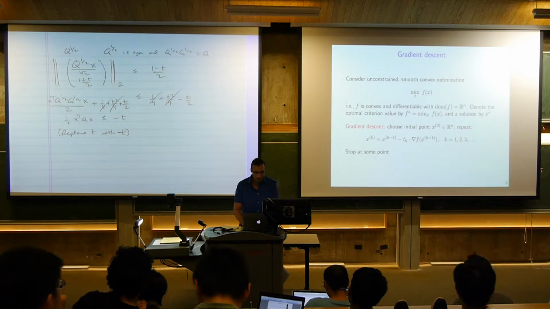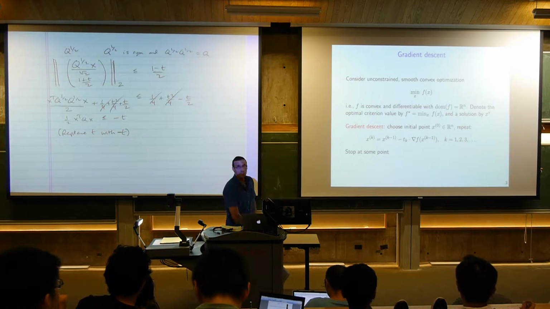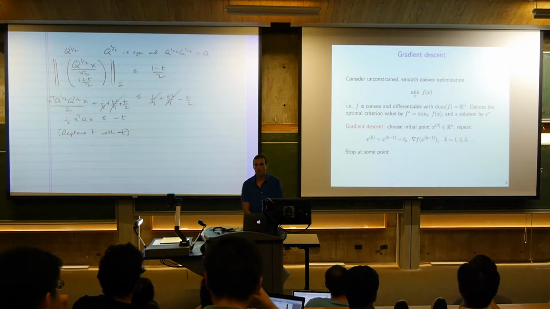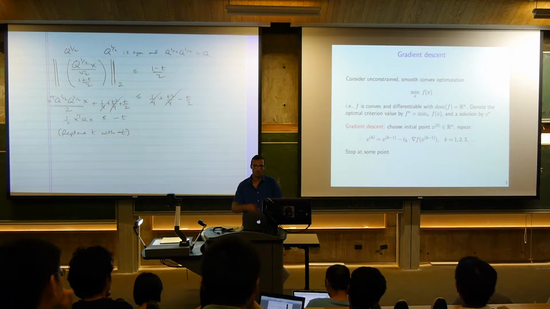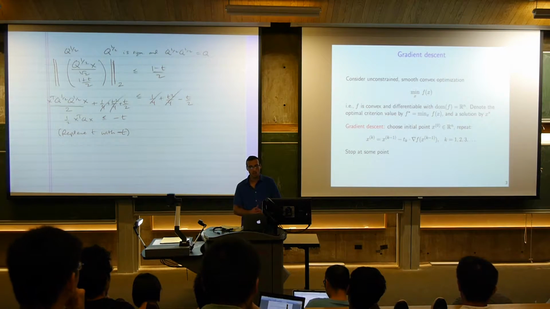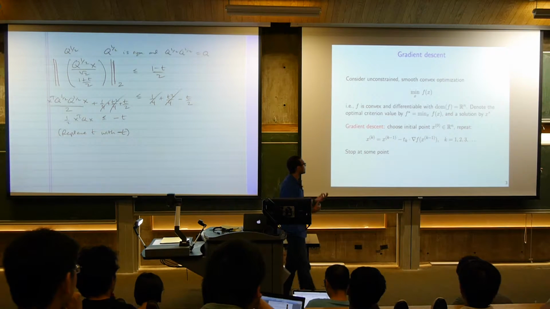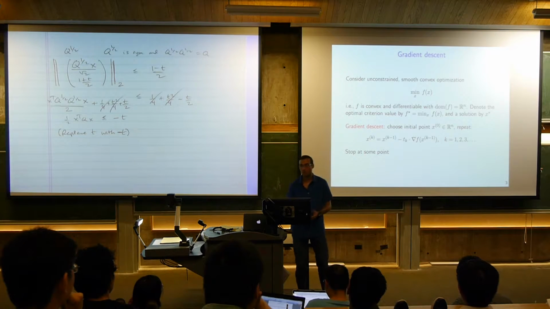So we're going to talk about unconstrained smooth convex optimization today. And next time, we will talk about what happens when our functions aren't smooth. And then we'll talk about what happens when we have constraints, and then the combination of non-smooth with constraints.